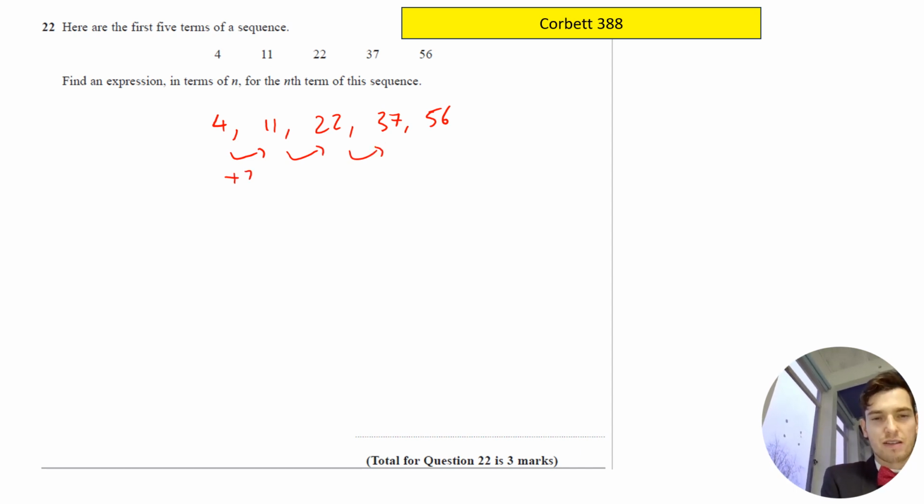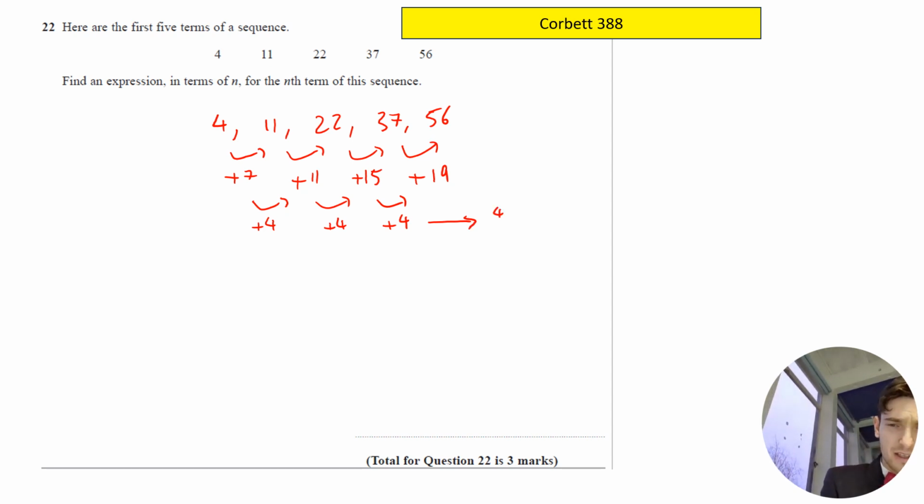So I'm going to find the difference in my terms, and then the difference of the differences, which is +4. So what that means is if my second difference is +4, this means that 4 divided by 2 is 2. My sequence starts off with 2n squared. So it starts off with 2n squared.